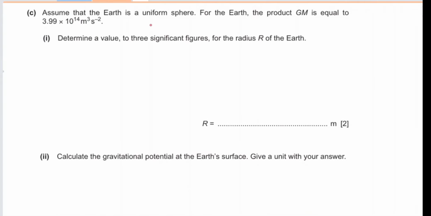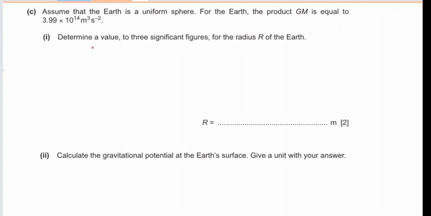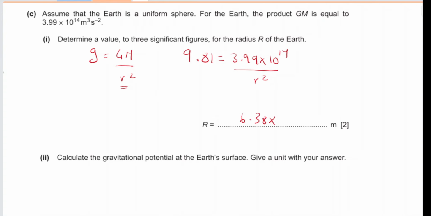Now they are saying assume that the earth is a uniform sphere. For the earth, the product GM is equal to 3.99 times 10 to the power 14. Determine a value to 3 significant figures for the radius r of the earth. So you can use the formula for gravitational field strength, which is GM over r squared. You are finding the radius, and you are given the product GM, and the gravity of earth is 9.81, so you can substitute the values. 9.81 equals 3.99 times 10 to the power 14 divided by r squared, and you should get the value of r as 6.38 times 10 to the power 6.